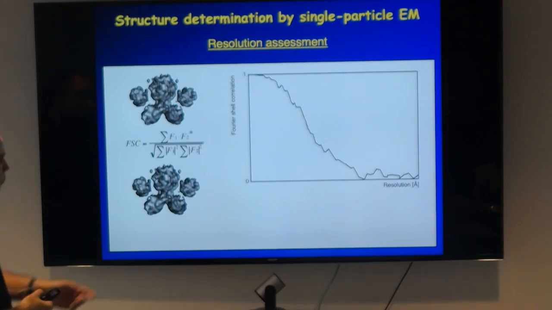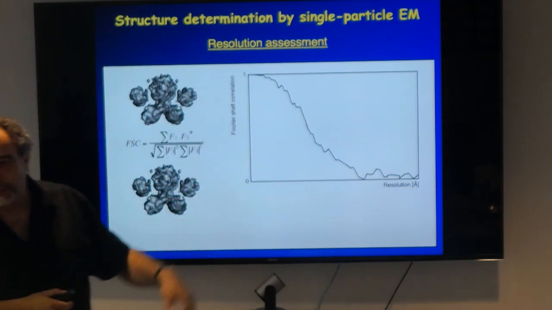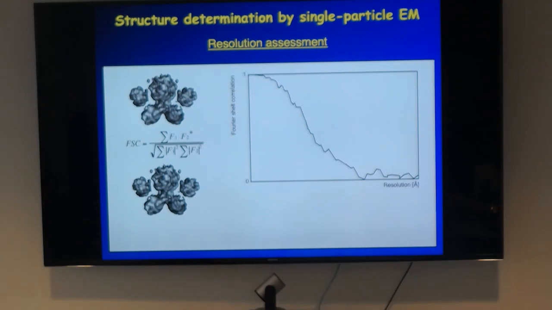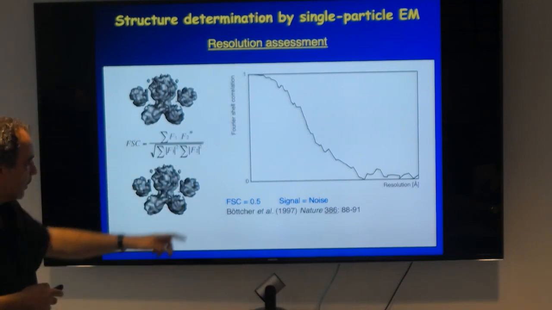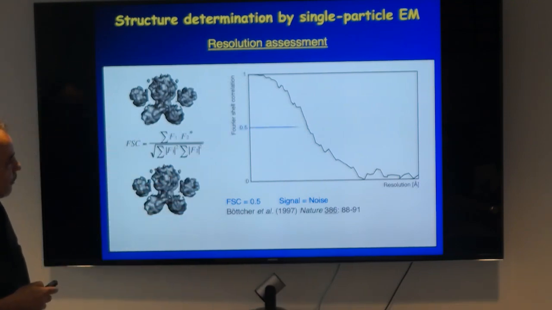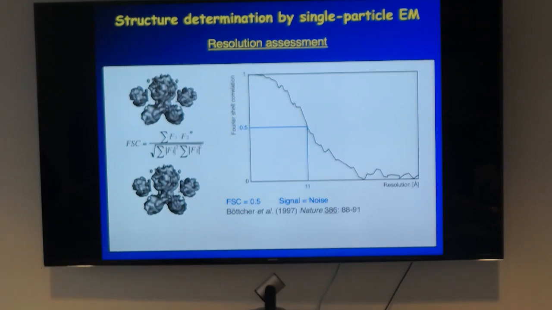Now the question is, where in this curve is your resolution? And what used to be the case was, okay, let's say when the noise is as big as the signal, that's the cutoff, that's the resolution. And so this was introduced by Bettina Böttcher and Tony Crowther. This is the FSC equals 0.5 criterion, which was used for a long time, and so you get one value. But this is arbitrary. Why is your resolution when your noise and your signal is the same?